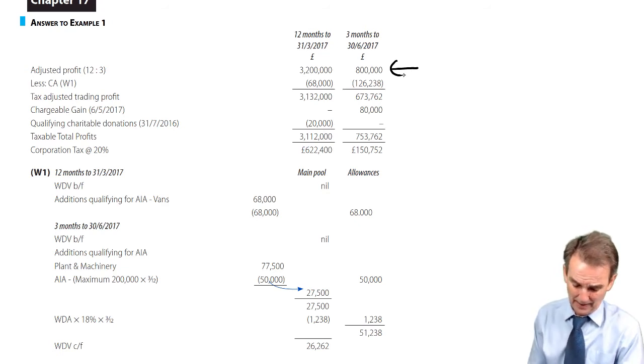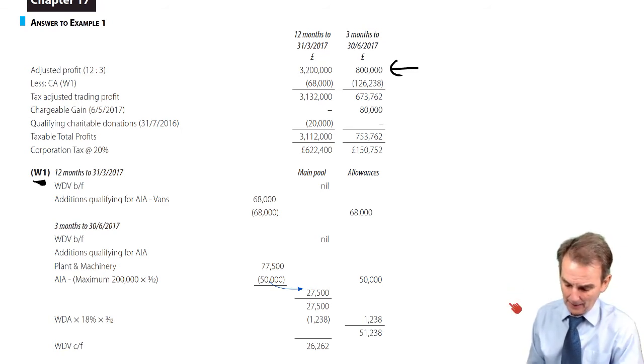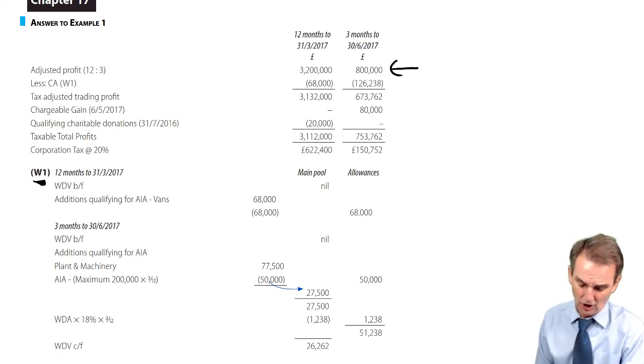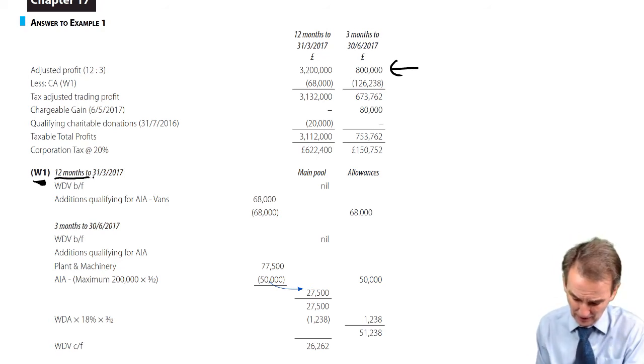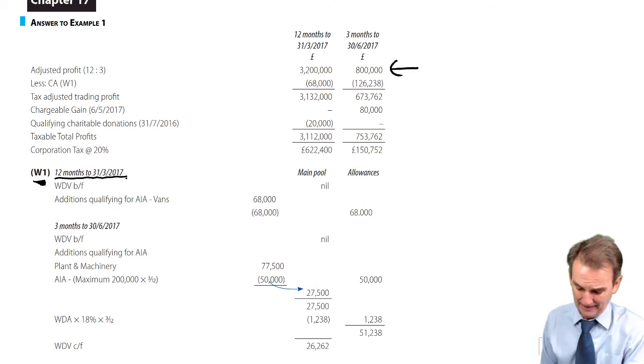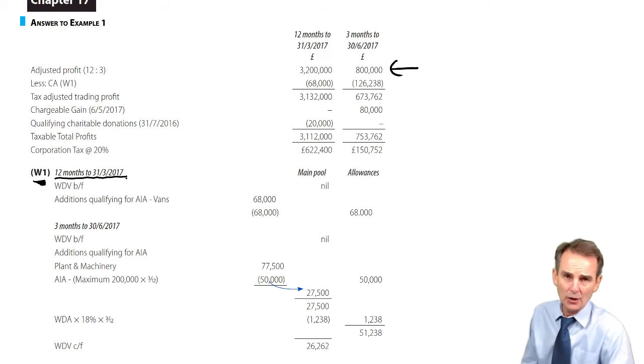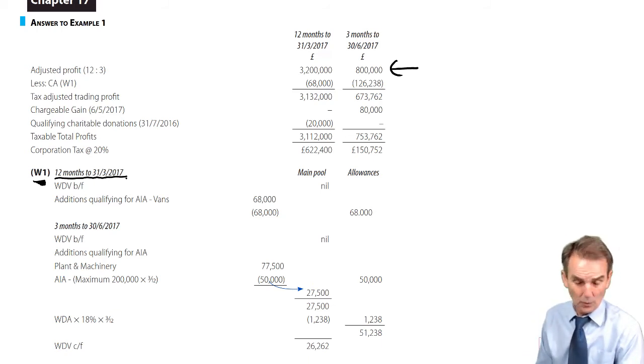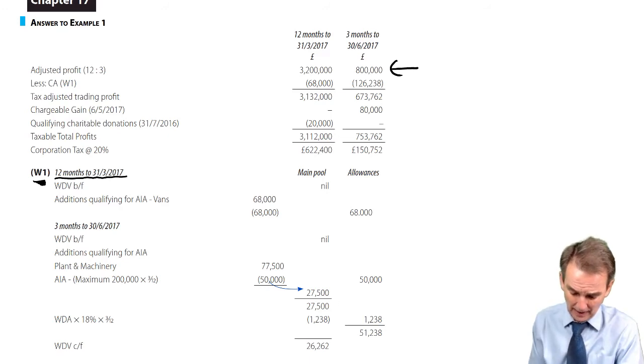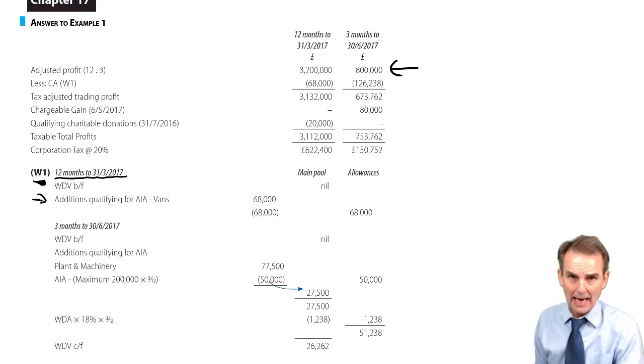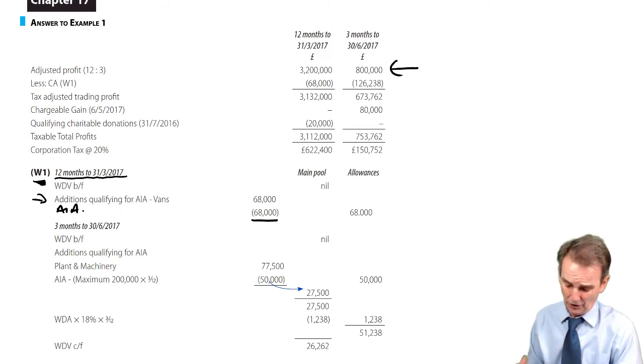What we then had to do, and hence here working one, was to prepare two capital allowance computations, one for each chargeable accounting period. The first chargeable accounting period, 12 months to March 17. If there had been any tax written down values brought forward, we'd have started off the computation with them, but here there were none. What we did have was additions that qualified for AIA, here in the form of these vans. £68,000 is the amount of AIA available. It's a 12-month period, so we've got the £200,000 limit, so the allowances go in there.